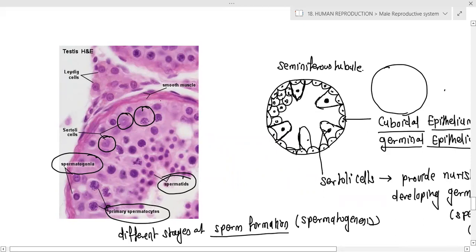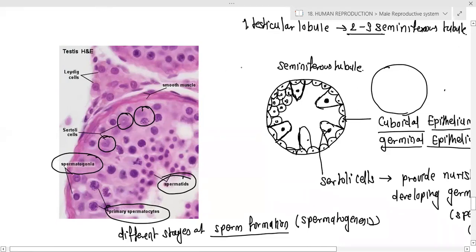Now, the next thing, as I told you earlier also, in one testicular lobule there are at least 2 to 3 seminiferous tubules. These tubules lie side by side and keep some distance in between them. In whatever distance between them, there are patches of cells. Here you can clearly see one patch of cells.